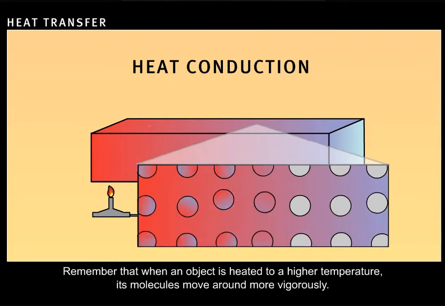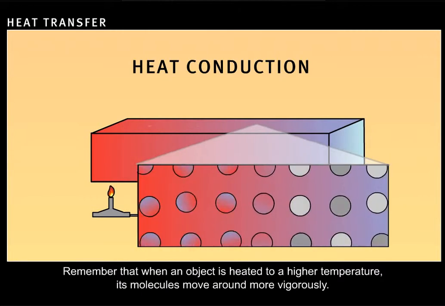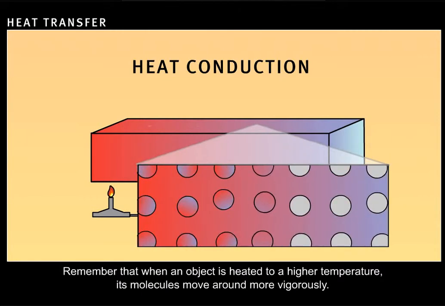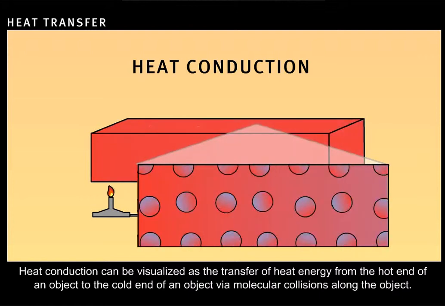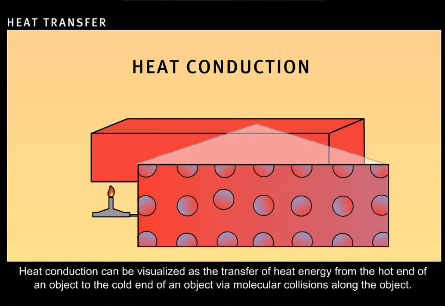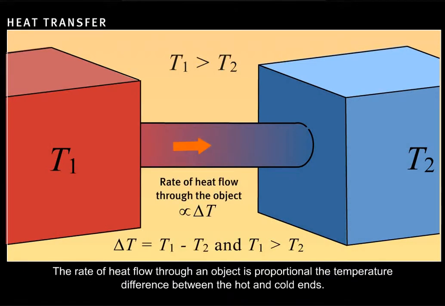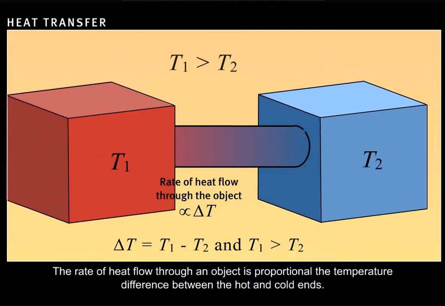Remember that when an object is heated to a higher temperature, its molecules move around more vigorously. Heat conduction can be visualized as the transfer of heat energy from the hot end of an object to the cold end of an object via molecular collisions along the object. The rate of heat flow through an object is proportional to the temperature difference between the hot and cold ends.